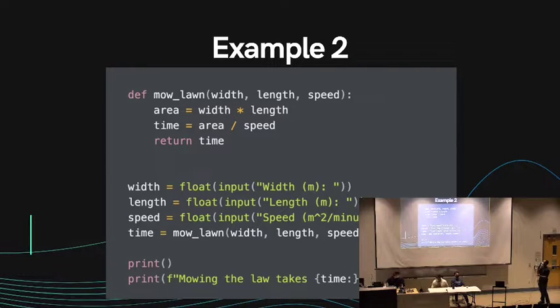Okay, so this is another example, but this one's a bit more complex as it takes in more than one function. The body of it computes some value, area, and time, but again, we only return one value. And when we call it, we have to assign it to a single variable. So here, because it's returning a value, we assign it to another variable, time, and then we have to pass in width, length, and height, or speed, sorry.